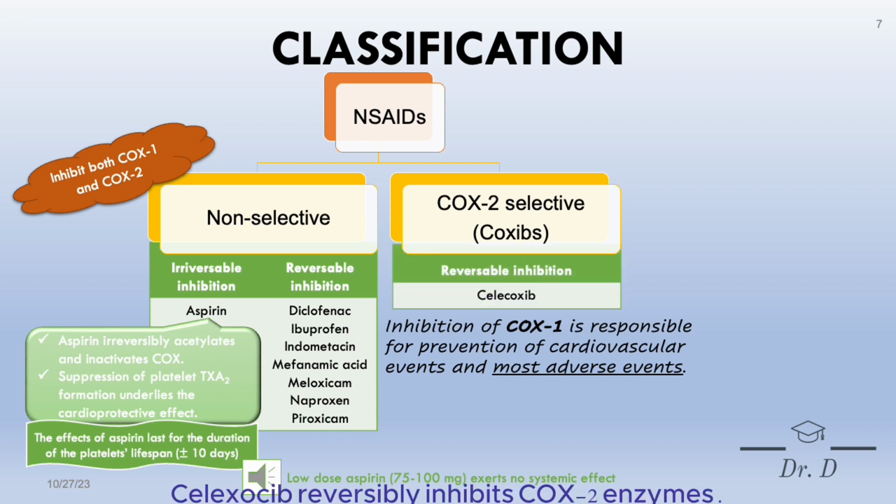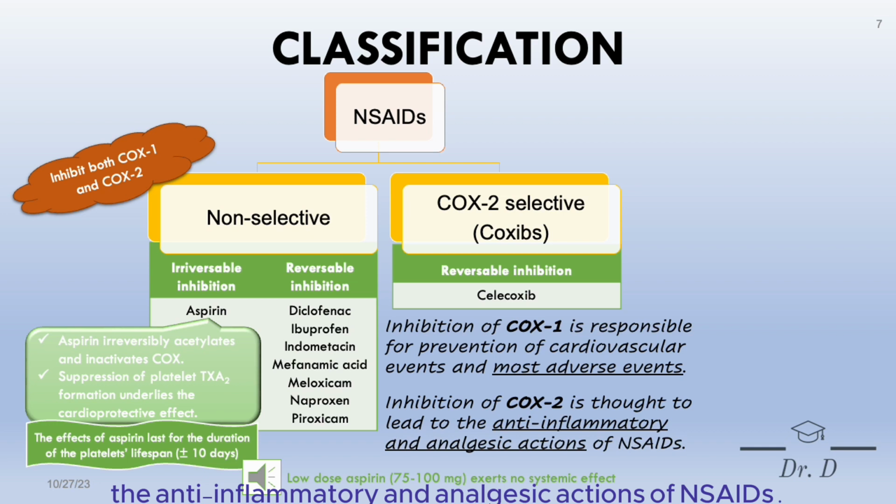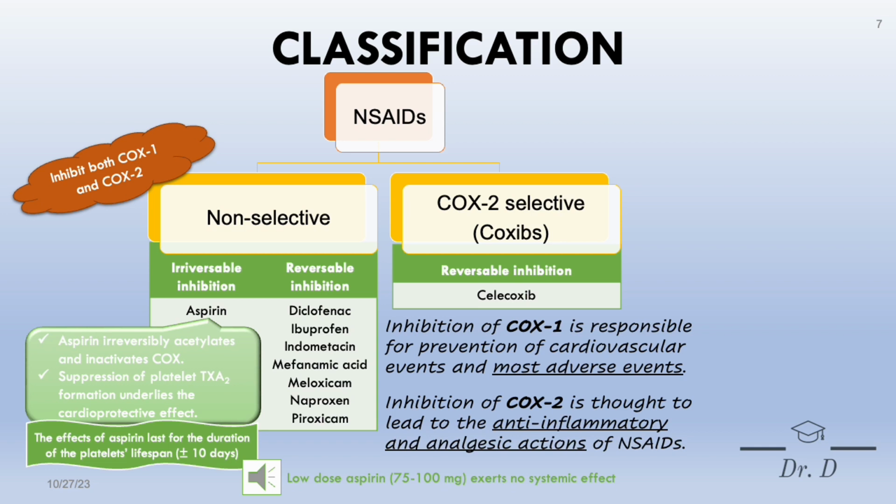Celecoxib reversibly inhibits COX-2 enzymes. Inhibition of COX-2 is thought to lead to the anti-inflammatory and analgesic actions of NSAIDs. But where does paracetamol fit in?